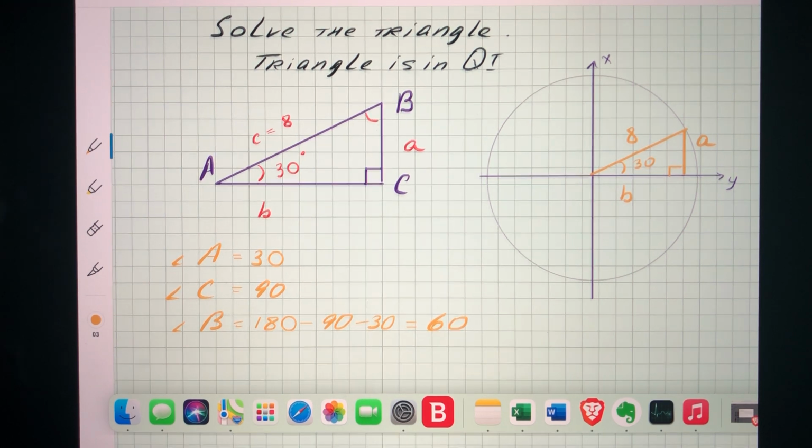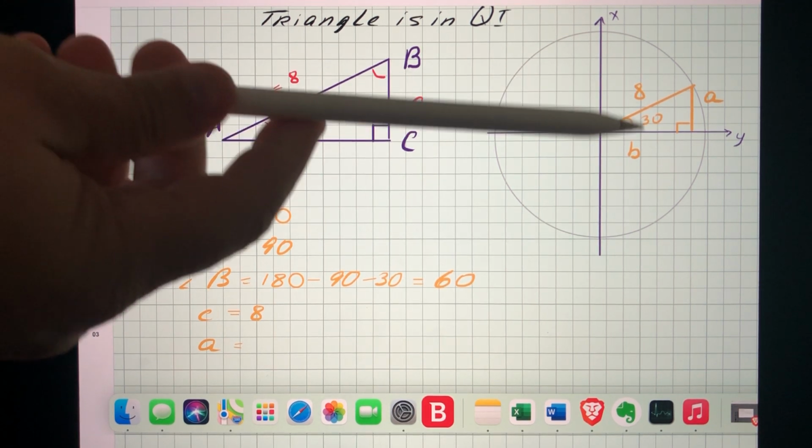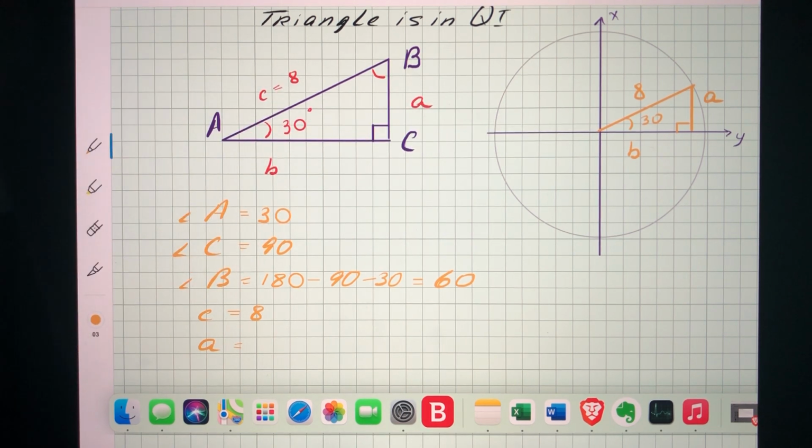Then we have to provide all the sides. We know that C is 8. We need to figure out A and B. Because our triangle is in the first quadrant, both A and B will be positive. Now we have no way to use the Pythagorean theorem, because for the Pythagorean theorem we need at least two sides. We need two sides to figure out the third, and we don't have it. We only have one side.